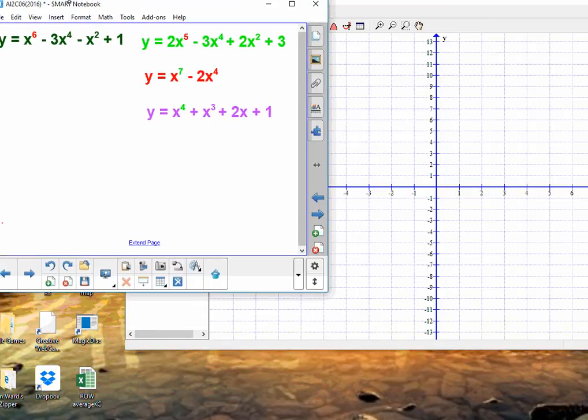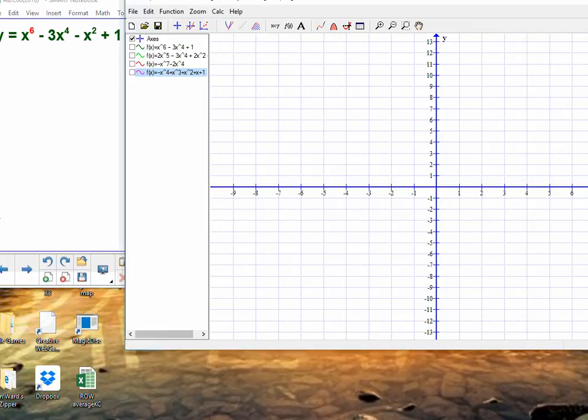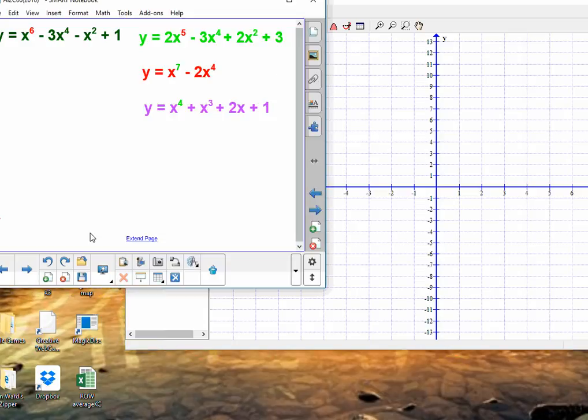Okay, so I think this is what I want. All right, so let's suppose we had the function. You're looking here at the left: x to the 6th minus 3x to the 4th minus x squared plus 1. And again, let me see if it'll let me do ink. I guess it will. Earlier it would not. All right, we're looking right here.